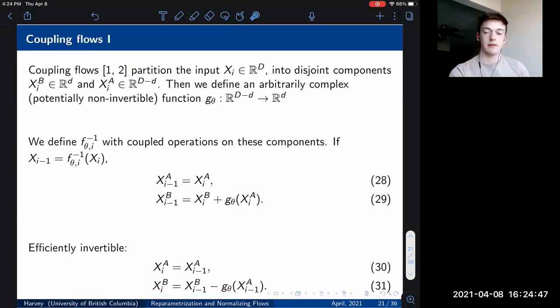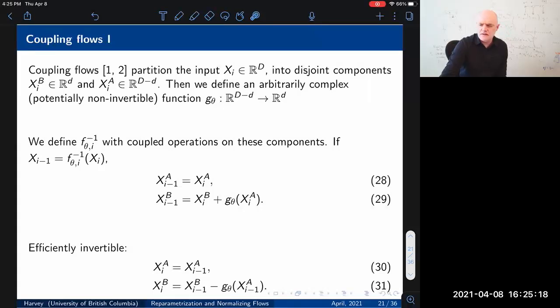And the nice thing about these coupled transformations is that they are efficiently invertible. It's easy to invert the transformation for A because, again, we don't do anything, we just copy the same value. And then we can invert the transformation we did to part B just by, now instead of adding g_theta of component A, we subtract g_theta. And so this is a nice way to do the inverse.